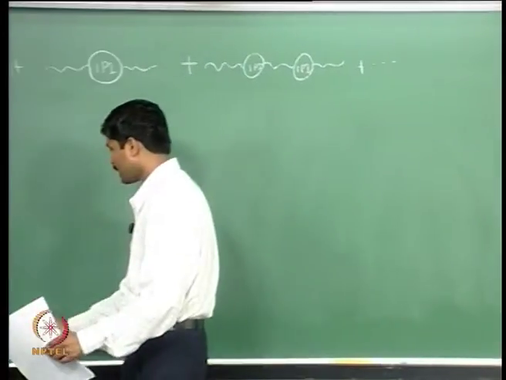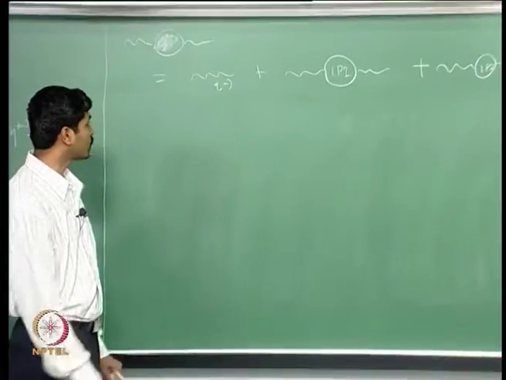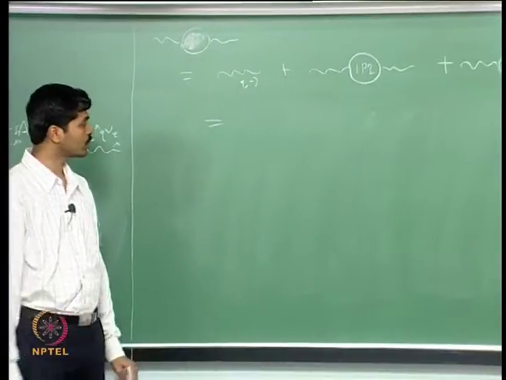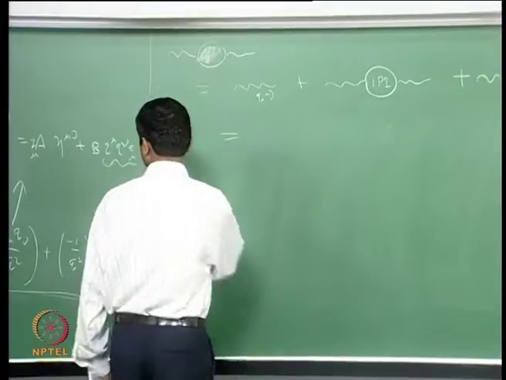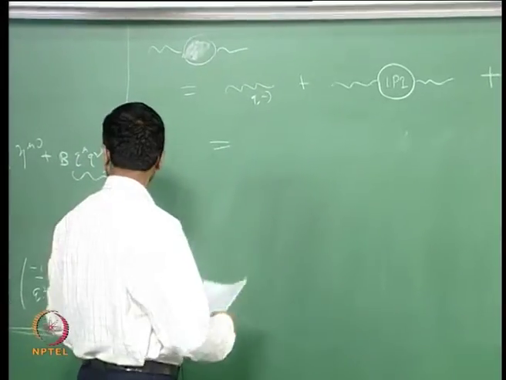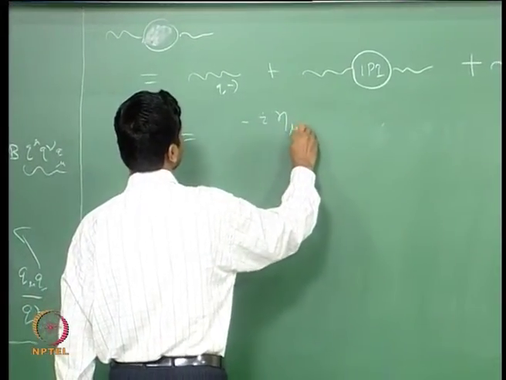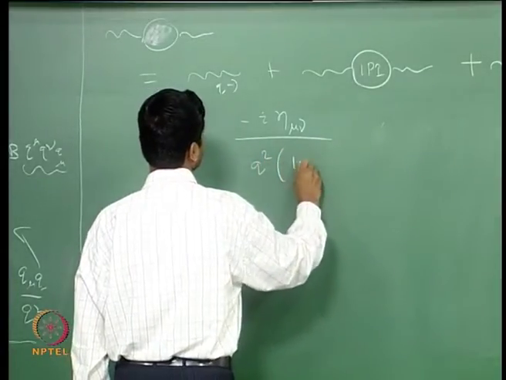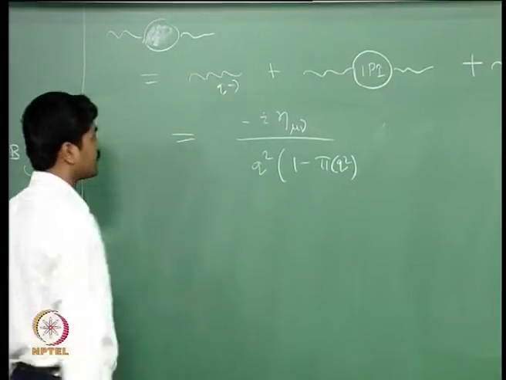So, you can see that the Ward identity plays a very important role here. Without doing explicit computation, we can tell the form of the exact propagator by using the Ward identity, and for the photon propagator, this is simply given by minus i eta mu nu divided by q square times 1 minus pi of q square. This is what this propagator is.